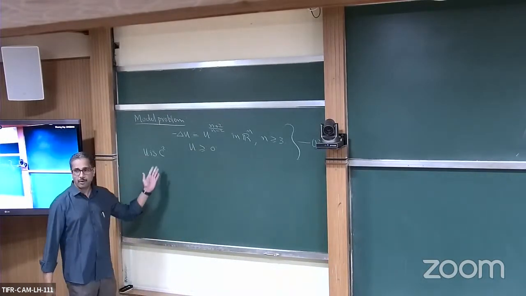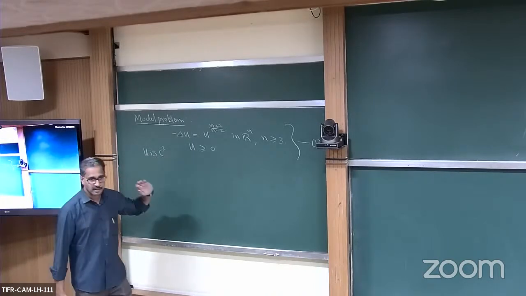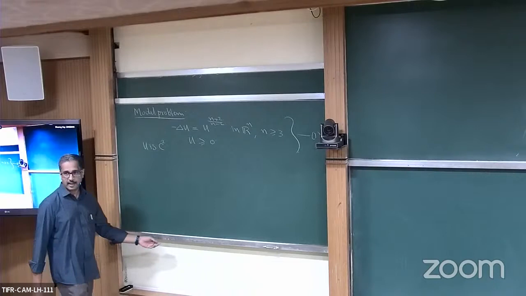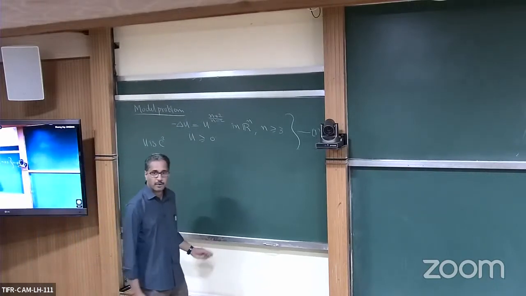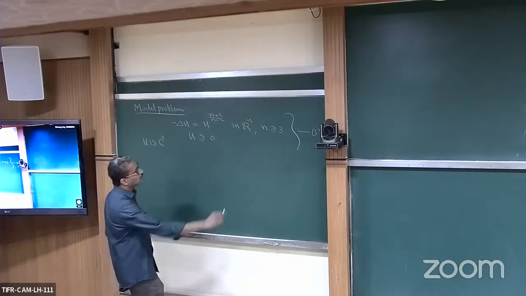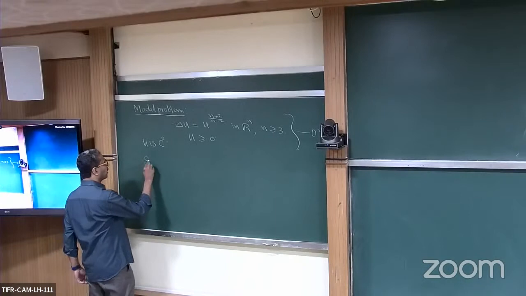Some of you have seen this type of equation. Let me tell you, for example, the first instance where it comes. I'm sure all of you are familiar with the Sobolev inequality, right? So there is the Sobolev inequality, or the Gagliardo-Nirenberg-Sobolev inequality.